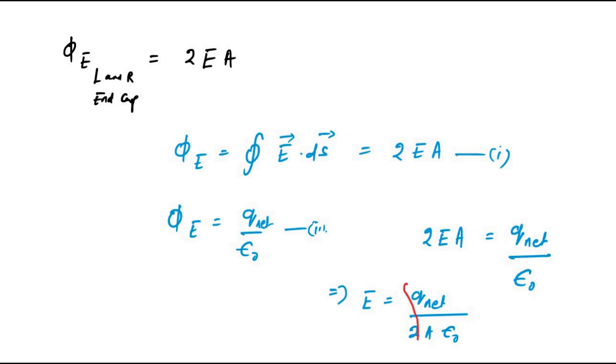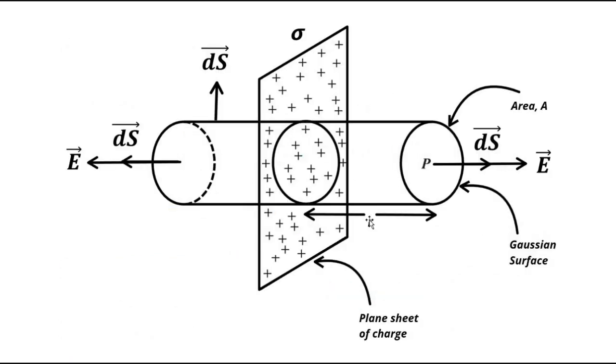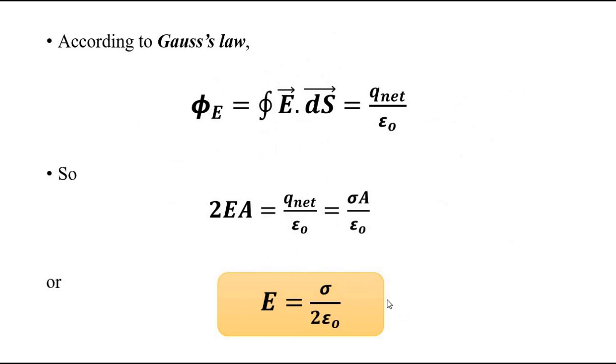Now, Q net by A, the total charge enclosed by the surface divided by the area, is equal to how much? The surface charge density, sigma. So the expression of electric field becomes sigma by 2 epsilon 0. This is the expression of the electric field for an infinite plane sheet of charge. We have chosen a cylindrical Gaussian surface to determine the expression of electric field in terms of the surface charge density. Here we have established that relationship between the electric field and the charge configuration in terms of the surface charge density sigma and the absolute permittivity epsilon 0, the permittivity of free space.